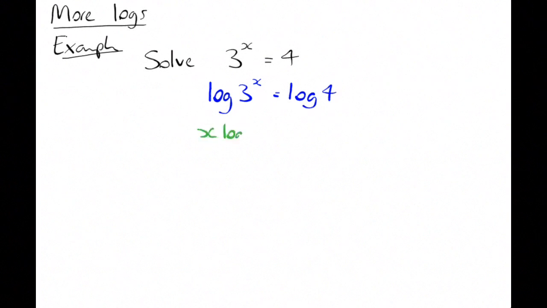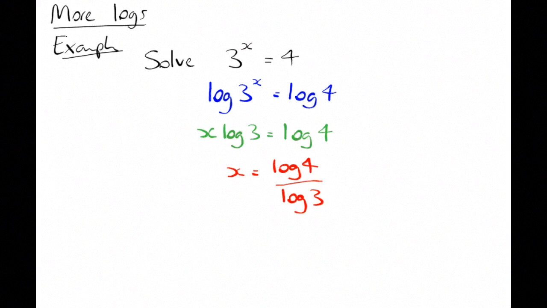Using our log rules, I can bring that power down to the front, so I get x log 3 equals log 4. And just a little bit of algebra here, log 3 is just a number, so x equals log 4 divided by log 3. Don't get your rules confused, there's nothing more we can do with that, but it doesn't really matter what log base I use in any of this, which is why I've not written one in. Standard, if I don't have a log base, I'm assuming it's 10, but it could be anything. Log to the base a of 4 divided by log to the base a of 3. It works for everything.